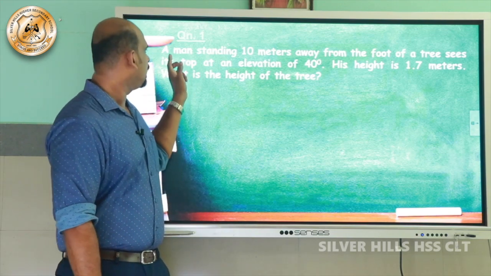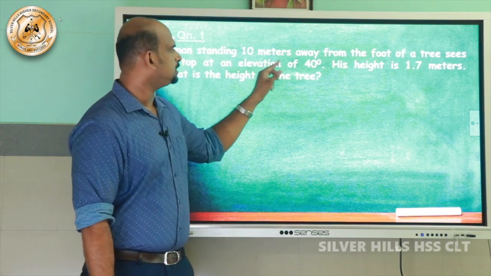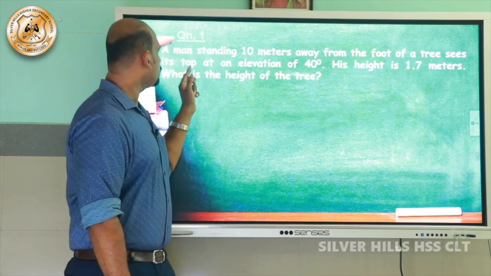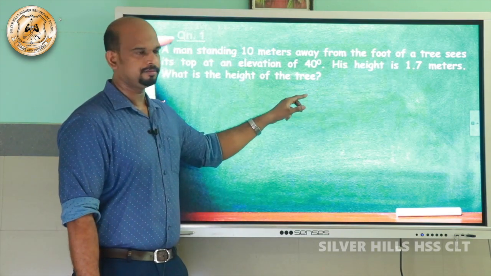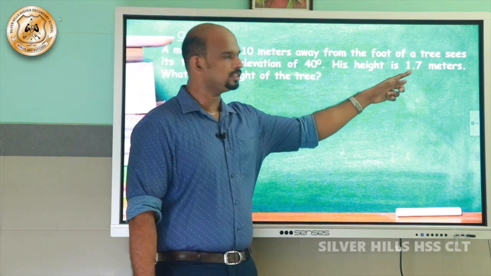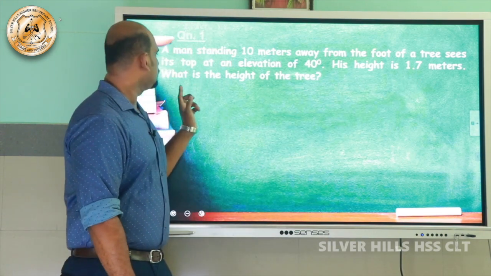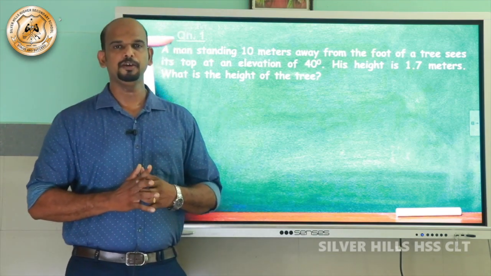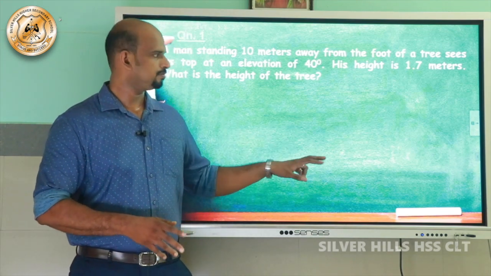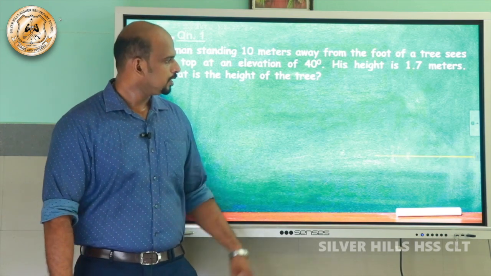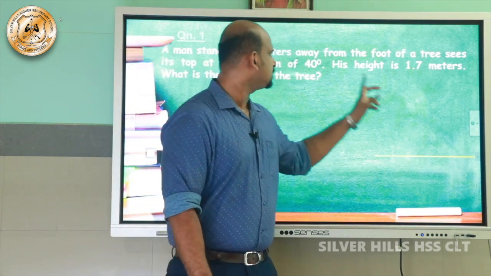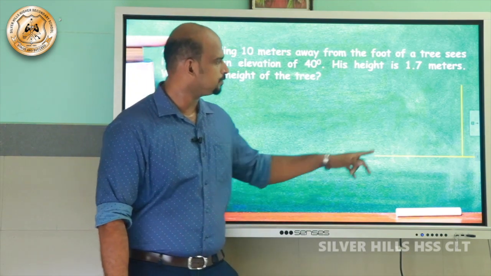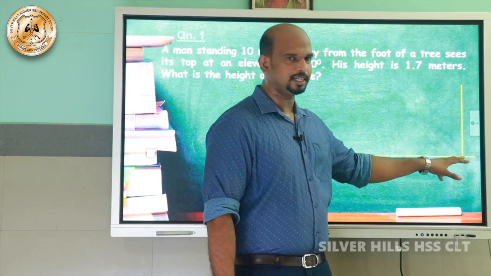First of all, a man standing 10 meters away from the foot of a tree sees its top at an elevation of 40 degrees. His height is 1.7 meters. What is the height of the tree? So first of all, we have to draw a figure based on this statement. Let us draw. This horizontal line represents the ground, and this vertical line represents the tree.